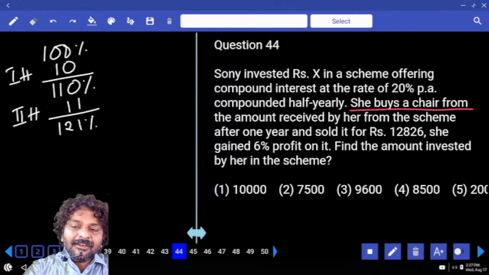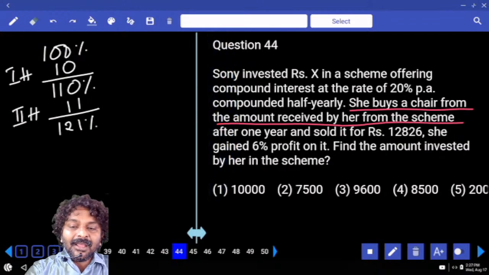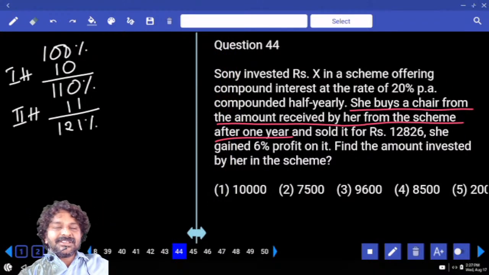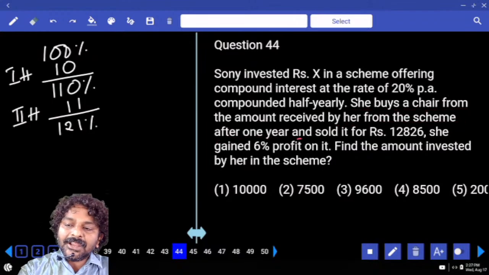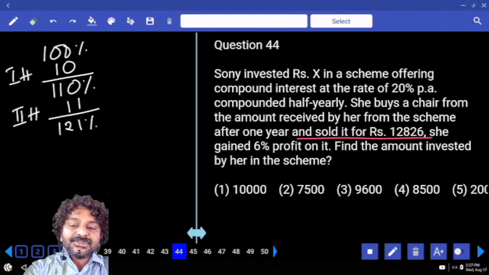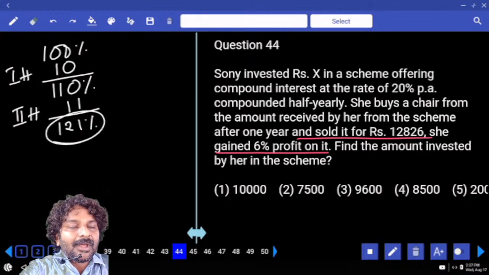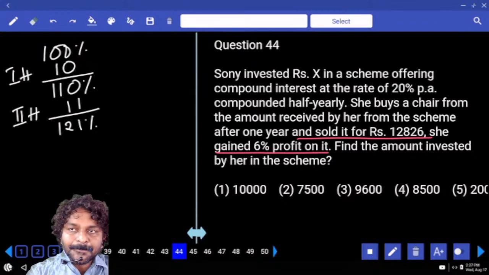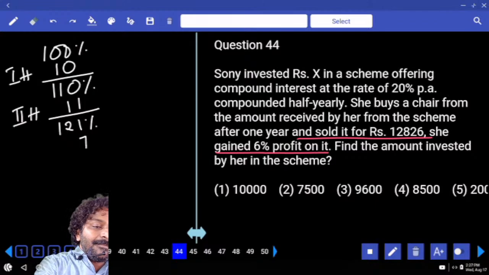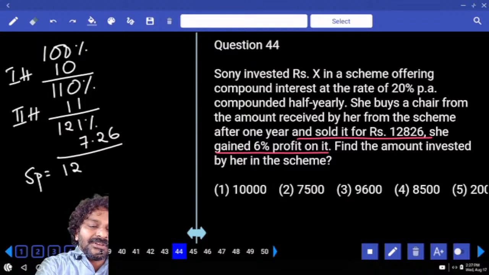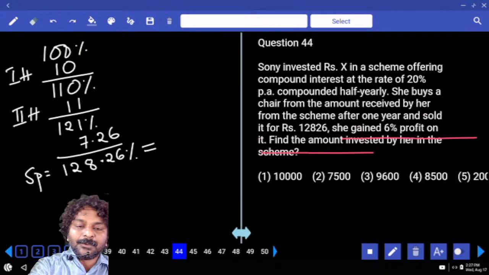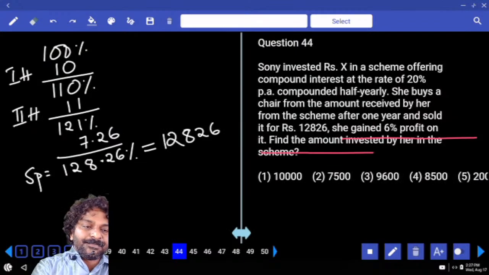Then what happened? She buys a chair from the amount received by her from the scheme after 1 year. So with 121%, she bought one chair and sold it for 12,826. She gained 6% profit on it. What is 1% profit on it? 1.21 into 6 only. How much is that? 7.26. Then total selling price in terms of percentage is 128.26%, and in terms of rupees that is equal to 12,826, and we were asked to calculate the initial investment, which is 100%.